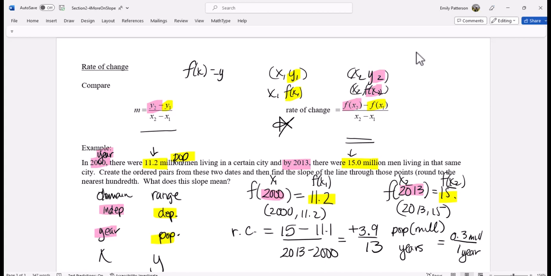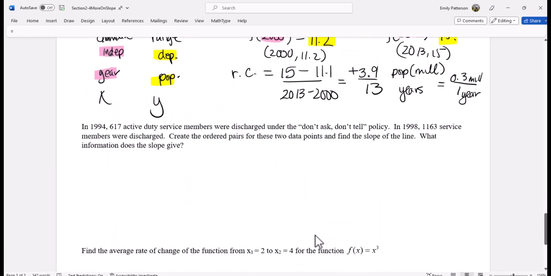So not only creating your x and your f of x values, but also remembering what the label is on this will help you define what the rate of change is for your situation. So look at the next one.